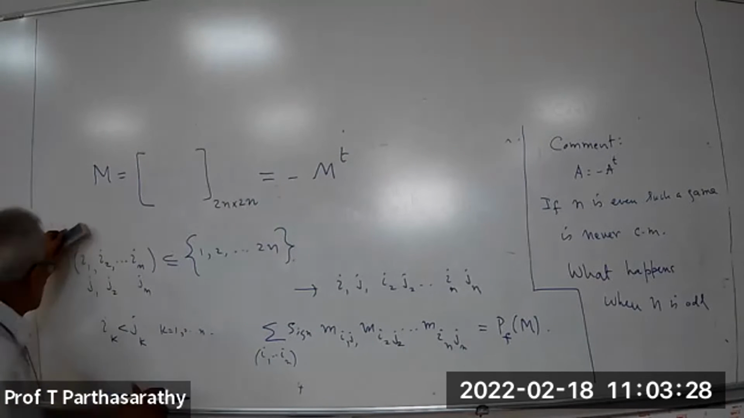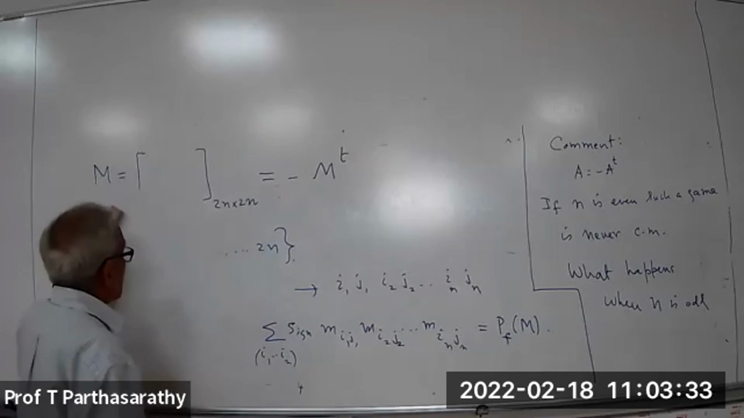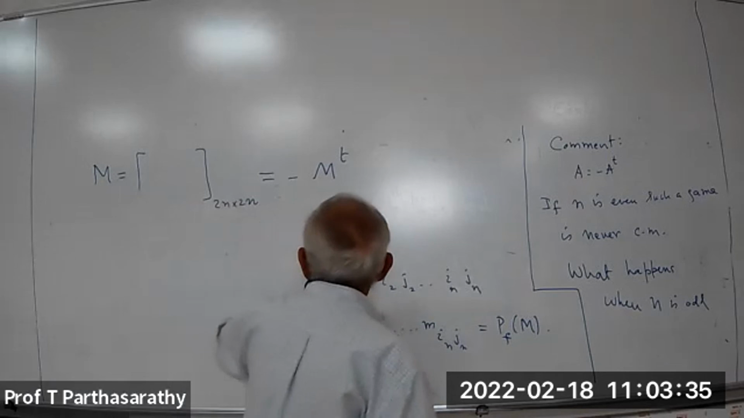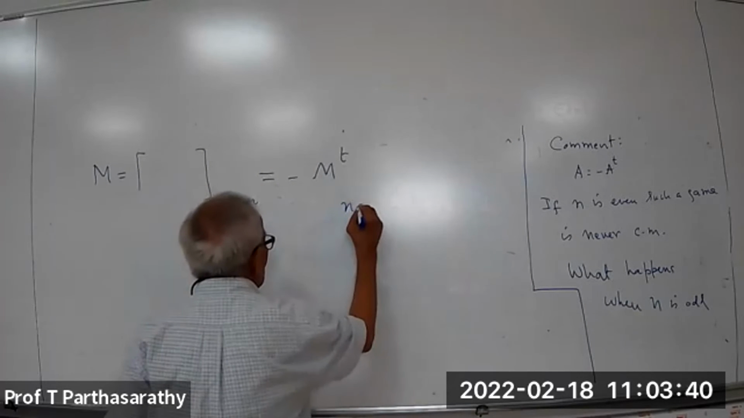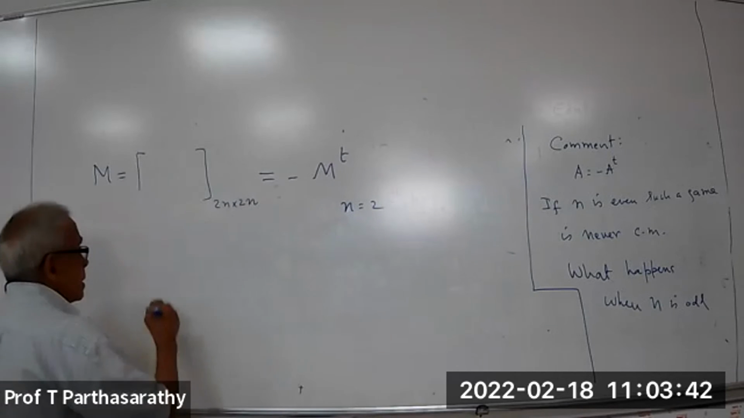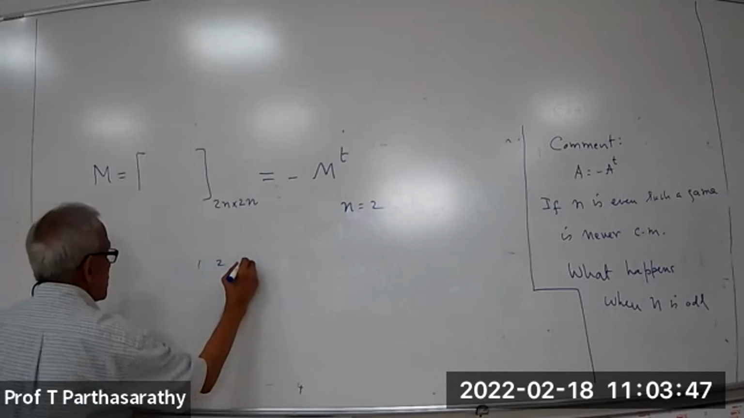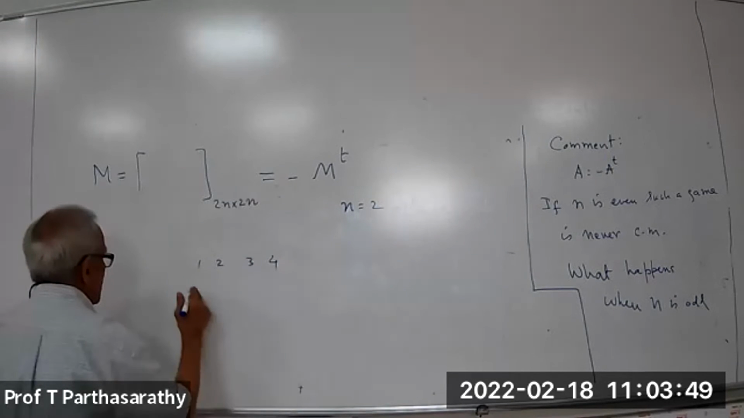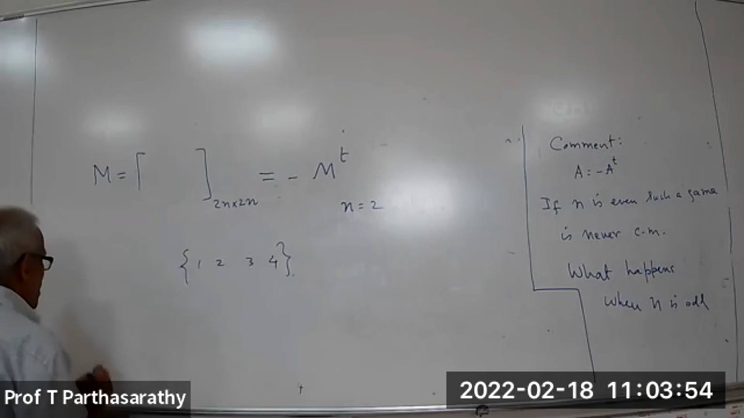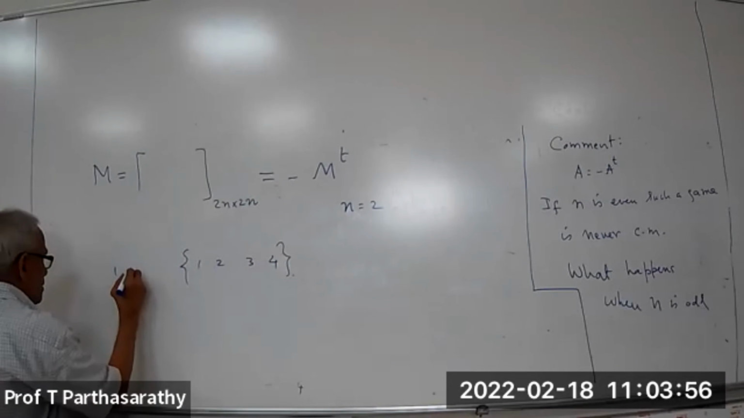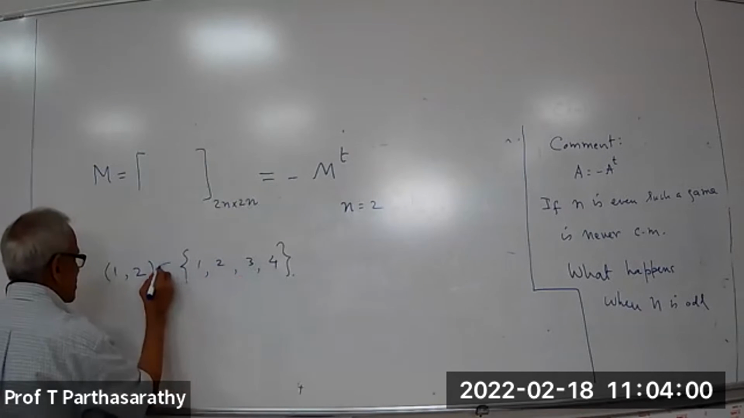Okay. Now let me do this for n equal to 2. For n equal to 2, I will do it. See, what is this? So I have 1, 2, 3, 4, up to 2n. Okay. Now I pick 1, 2 as my subset.